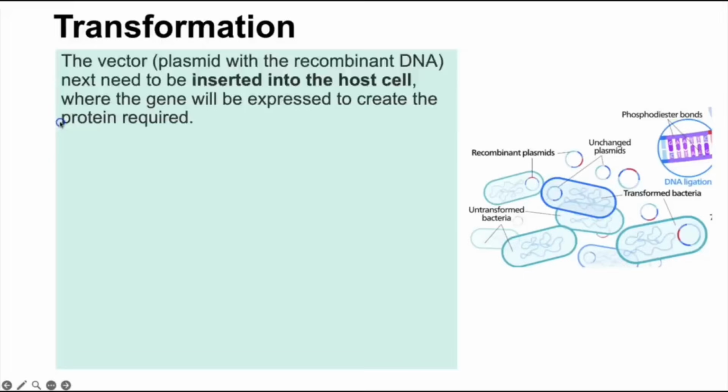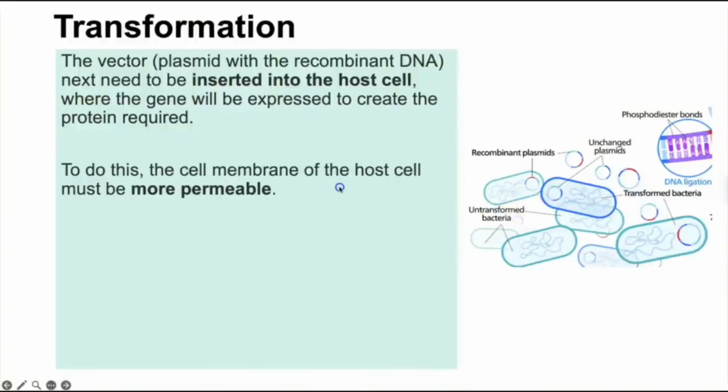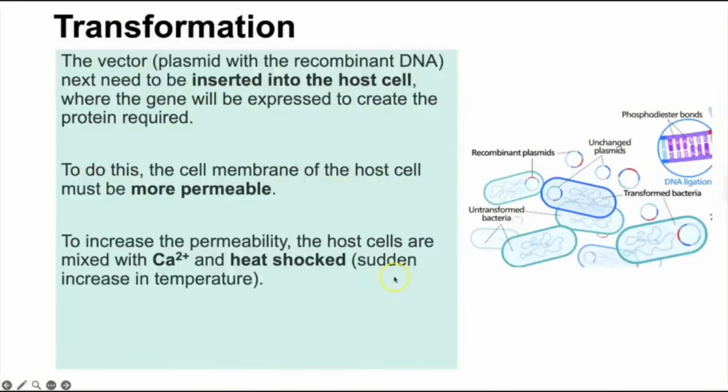So now we've got our gene of interest into the vector, the plasmid, we have to get that vector into the host cell, which is the cell that's going to make the protein, which in this case is a bacteria. And in order to do this, we need to make the host cell's cell membrane more permeable, so we're more likely to get the plasmid in. And the way that we make the cell membrane more permeable to increase the likelihood of the plasmid getting inside is using calcium ions and heat shock, which means sudden changes in temperature. So that's going to affect the fluidity of the cell membrane, so we should be more likely to get the plasmid in.